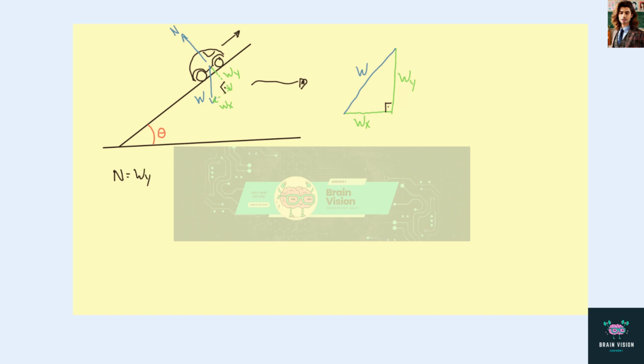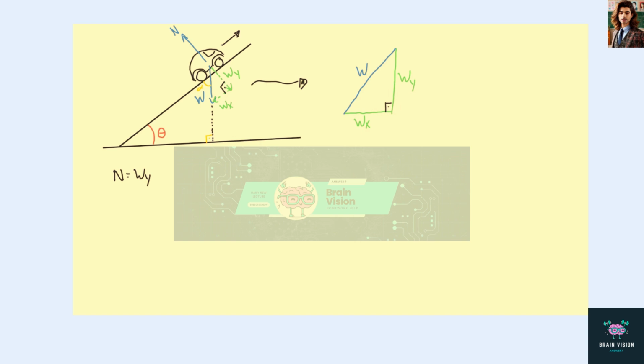Now, how can we relate the y component of the weight force with the weight force itself? It takes a little bit of geometry. So take a look. We can extend this down here and note the following. This is a right triangle because this is a right angle. And this angle, let me call it alpha, is such that alpha plus theta is equal to 90 degrees.